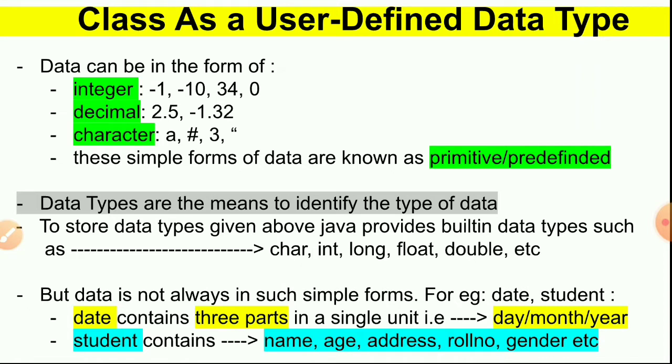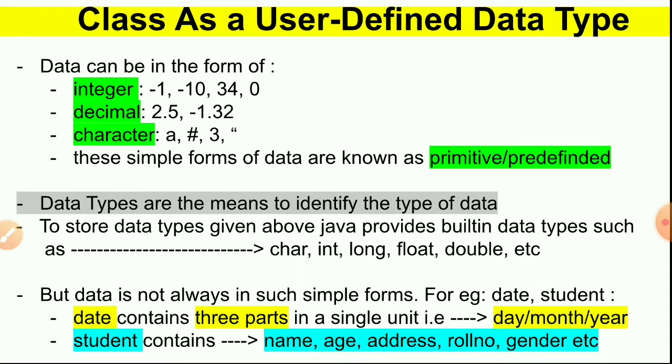It could be in the form of decimal. It could be in the form of character. It could be in the form of image. It could be in the form of a video. It could be in the form of an audio file. Okay. So all these different kinds of data, they can be classified into certain category. Okay.